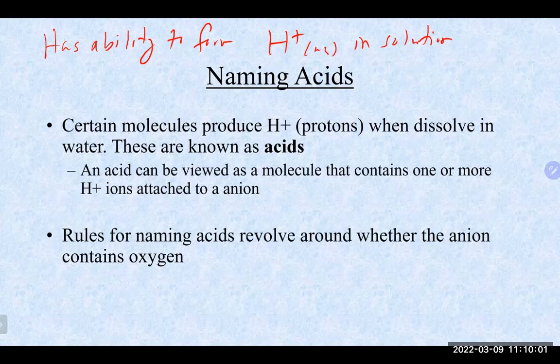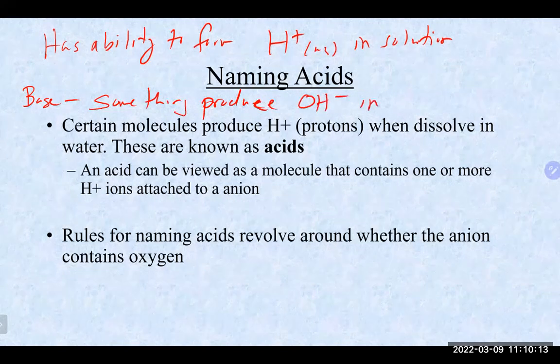While we're at it, a base, on the other hand, is something that can produce hydroxide ions in solution, which is one of those polyatomic ions. And that's your basic definition of a base, the ability to produce OH minus in solution. The good news about bases is they're named like normal polyatomic ions. So if you had NaOH, it would be sodium hydroxide. They're just named normally.